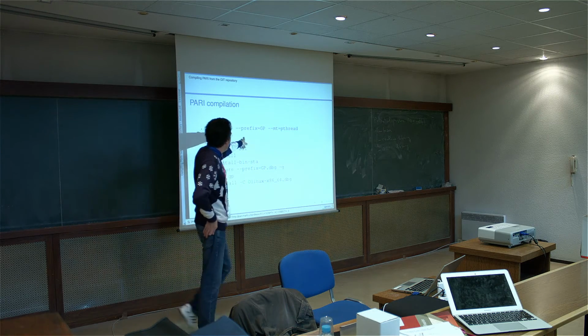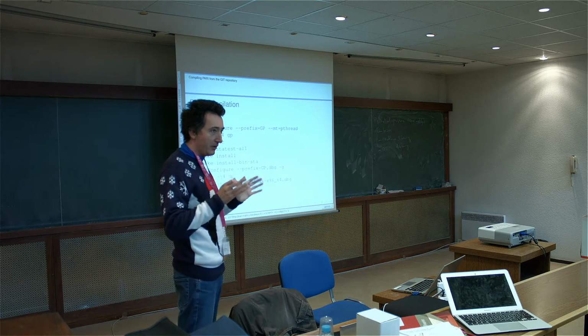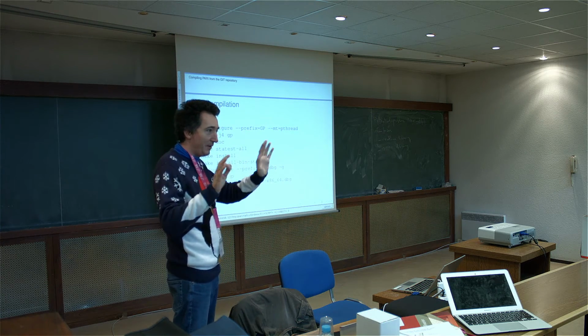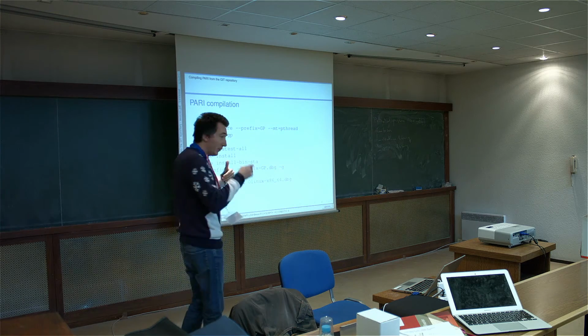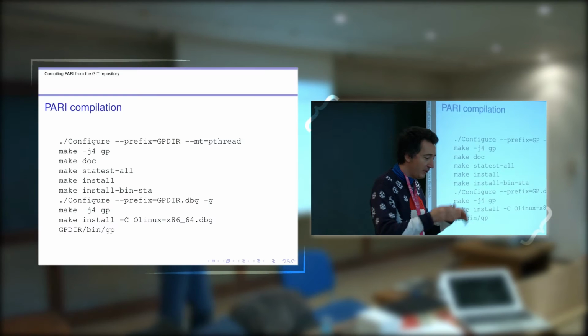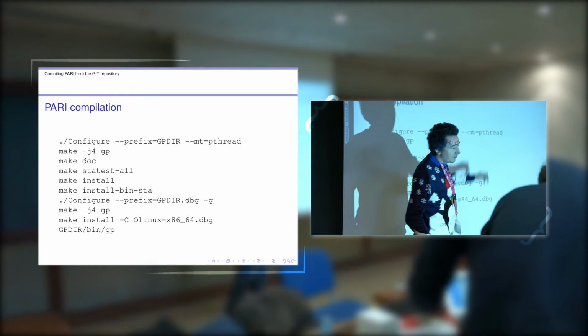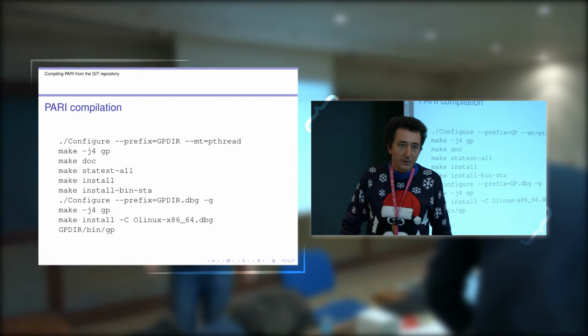So, configure. We use prefix equal GP, so we will install the resulting binary in the subdirectory GP. So everybody will have the binaries at the same place in the current directory. Okay. So you won't mess with your systems. You will just install GP in your current directory. And mt equal to thread is to allow for parallelism using POSIX thread.